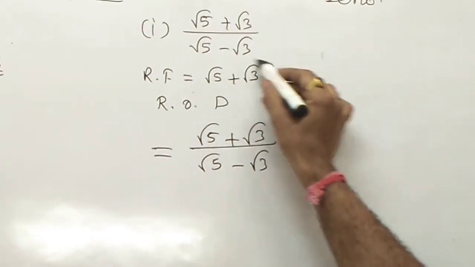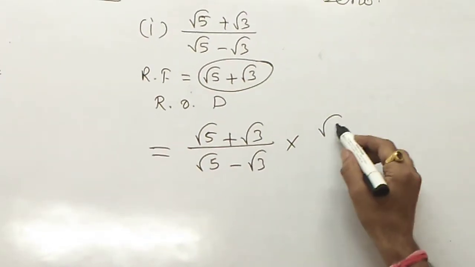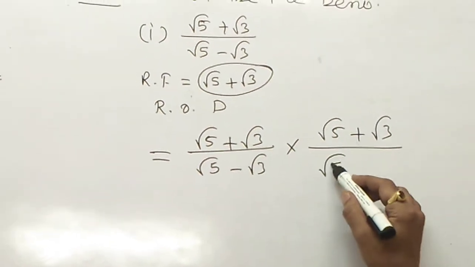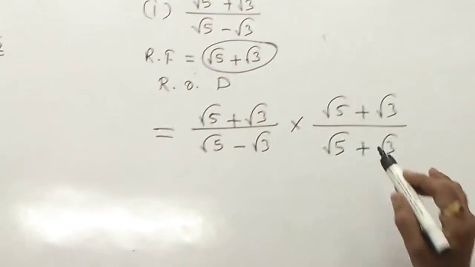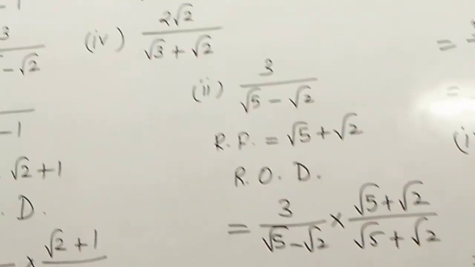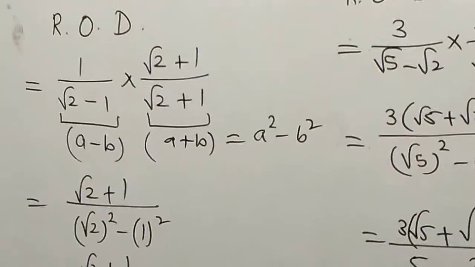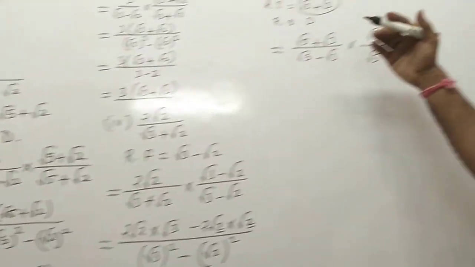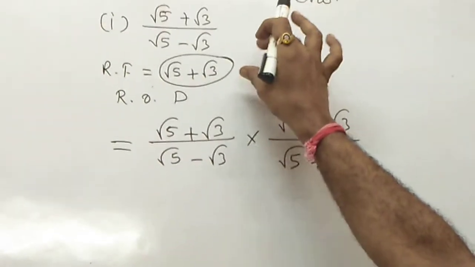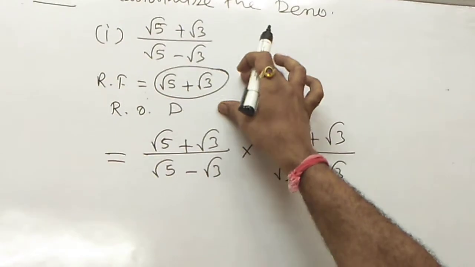What is your RF? RF is this, so you multiply by here and divide by here. Because we use the concept of identity, there is no change. Suppose a rational number upon an irrational number, or irrational upon irrational, the concept is the same. You do it only for the RF. RF, the rationalizing factor, is important.